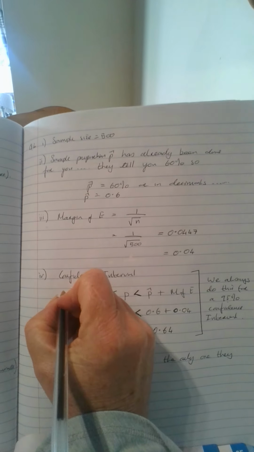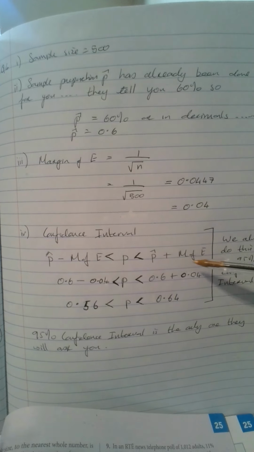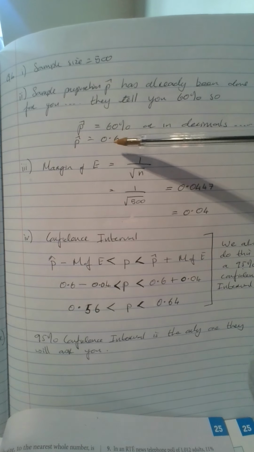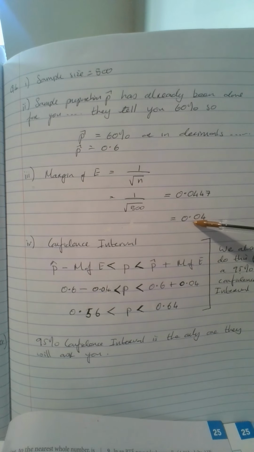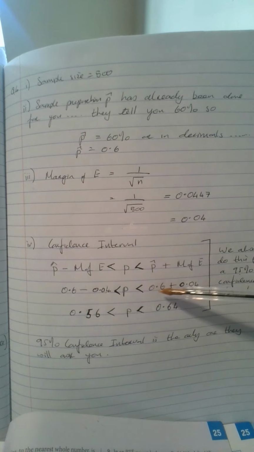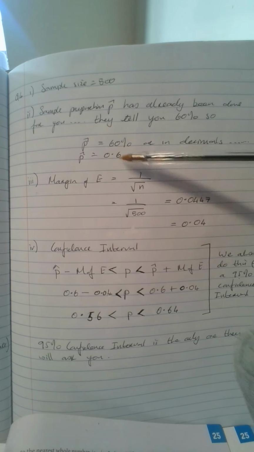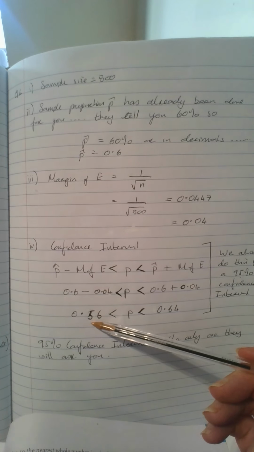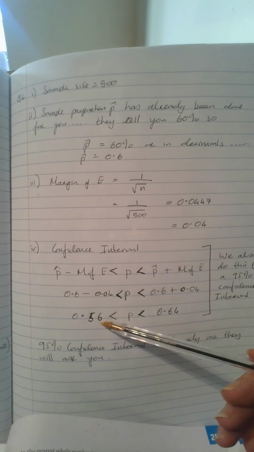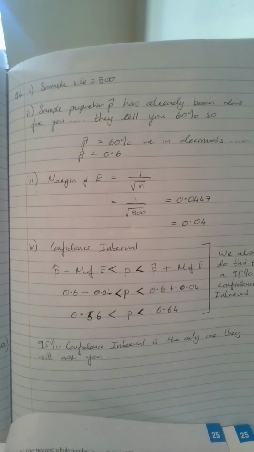So your formula: p hat minus the margin of error, p hat plus the margin of error. Okay, so your p hat is worked out up here, 0.6, minus our margin of error, 0.04, pop it in there. Again, p hat, 0.6, we worked it out here, plus the margin of error, 0.04. So we work it out with your calculator. 0.56 is less than the true population, which is less than 0.64.